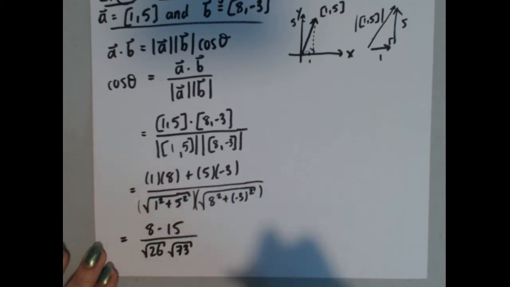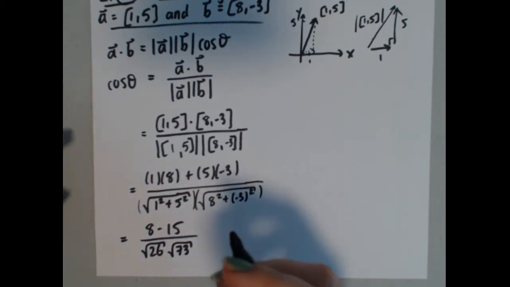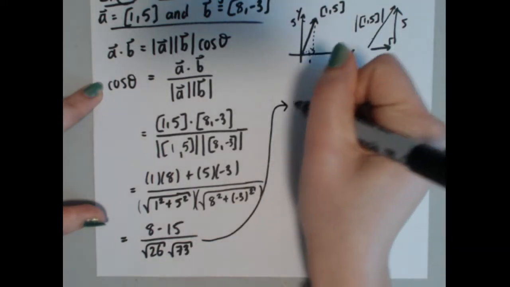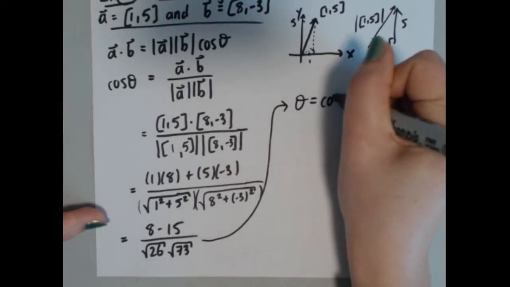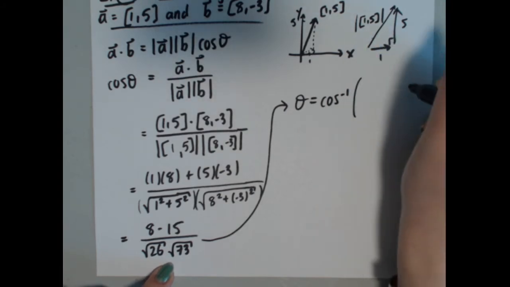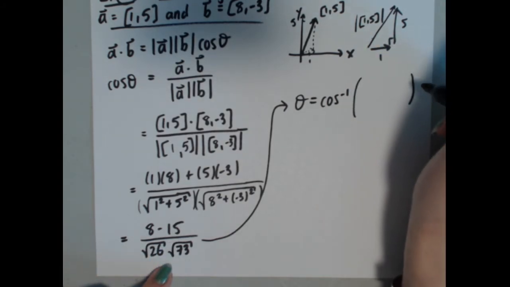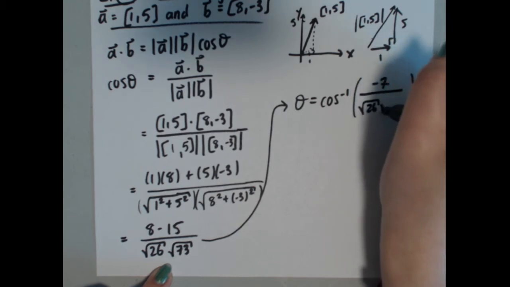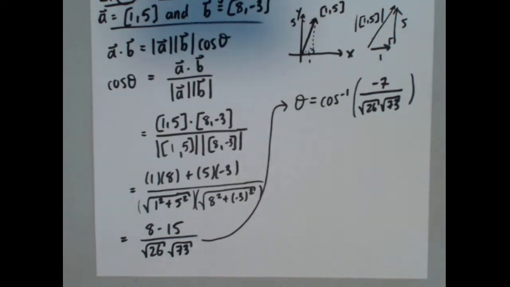So that's root 73. Now you just have to figure out what this is equal to. But remember, this entire piece on the right is equal to cosine of theta. So theta is equal to the inverse cosine of this argument. I'm just going to simplify it really fast. 8 minus 15 is negative 7, and in the denominator I still have root 26, root 73. This is something you can just grab your calculator and punch in.